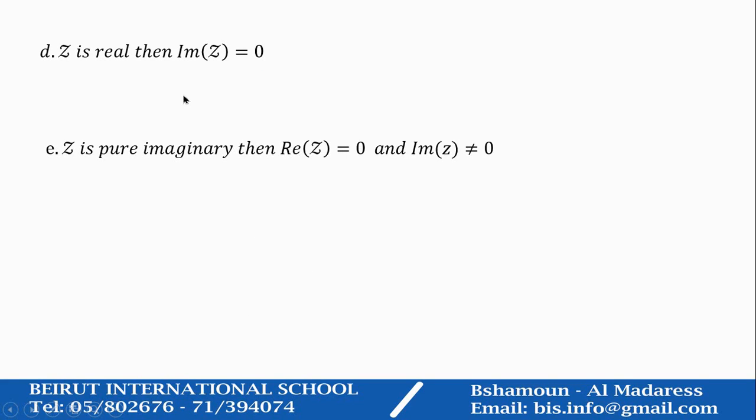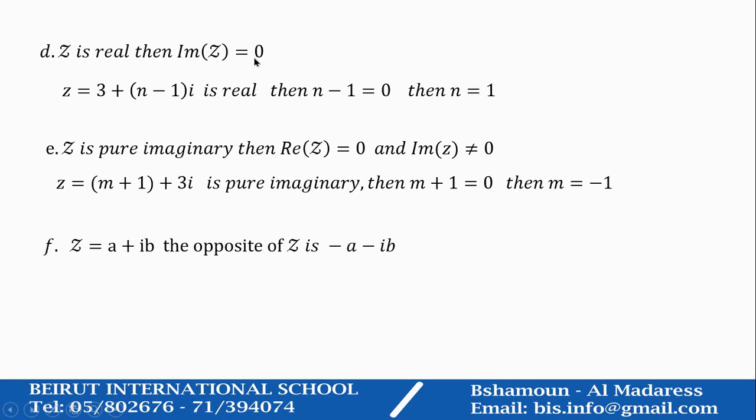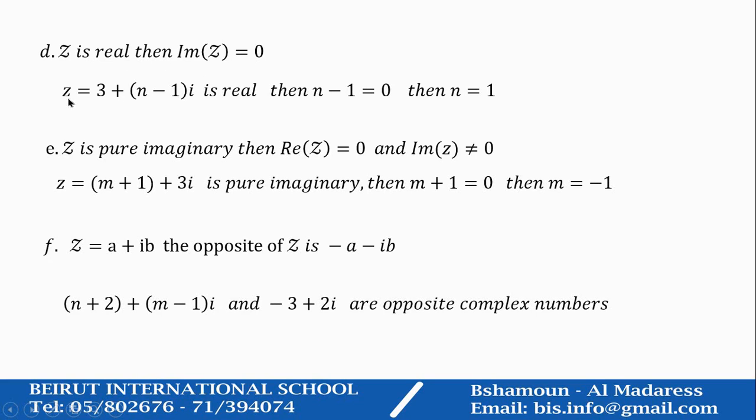If Z is real, then the imaginary part is 0. For example, Z, which is 3 plus (n minus 1)i, is real. There is no imaginary part, which means n equals 1.